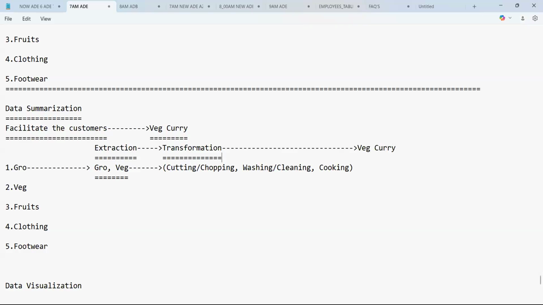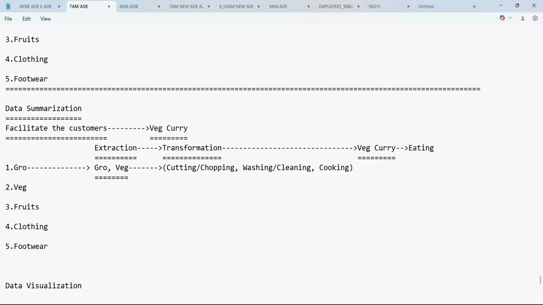Am I right? Finally, it results in what, guys? Vegetable curry. Can you see here? Vegetable curry preparation is nothing but the final layer. Before eating, guys, we need to prepare the vegetable curry. So this is the final layer. Once the vegetable curry is ready, you will eat it.